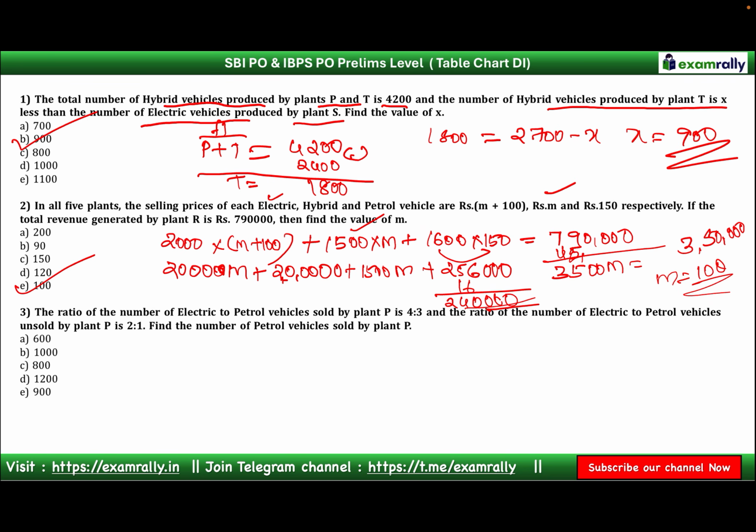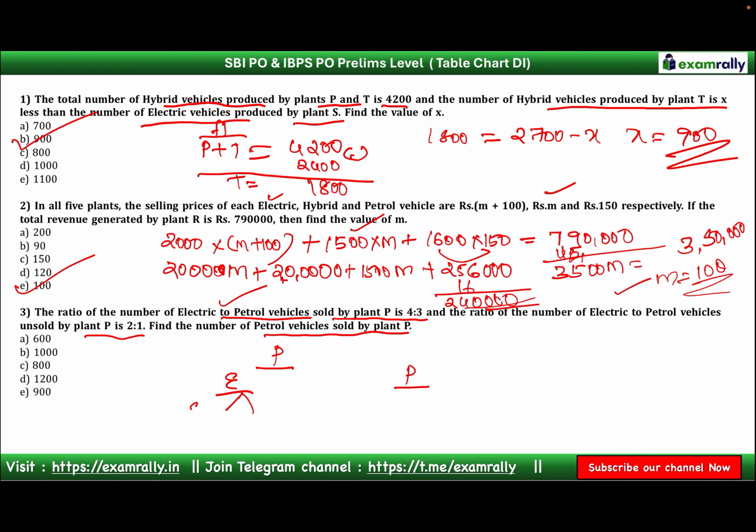Okay, see the next question. The ratio of number of electric to the petrol vehicle sold by plant B is 4:3. See here, in plant B, electric to petrol vehicle sold is given, and the ratio of number of electric to the petrol vehicle unsold by plant B is also given. Okay, we have to find the number of petrol vehicles sold by plant B. In plant B, see here, electric vehicle also will be there and the petrol vehicle also will be there.